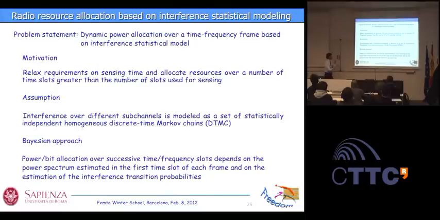Then we follow a Bayesian approach. What we want to do here is estimate the power at the beginning of a frame, and then allocate power not only on that slot, but over a certain number of consecutive time slots, and of course several frequency slots, just taking into account the estimation on the first slot and the estimation of the transition probabilities.